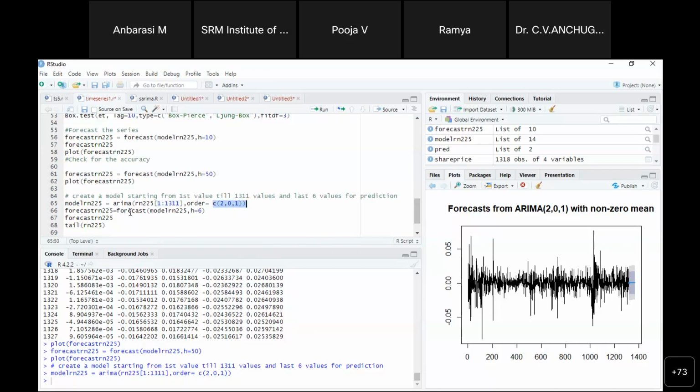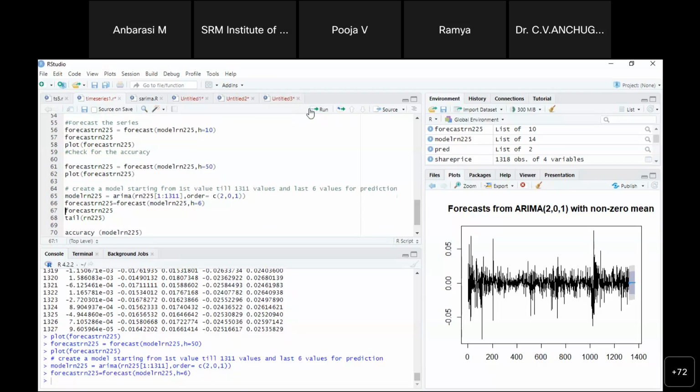I'm going to apply this model. After that, what am I going to do? I'm going to predict the remaining 6 records. That means 1312, 1313, 1314, 1315, 1316, and so on. For these 6 values, I'm going to forecast it.